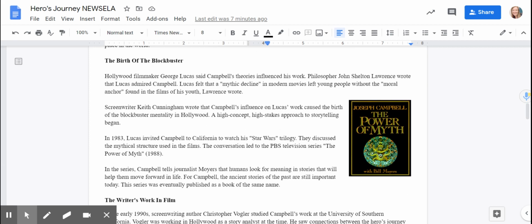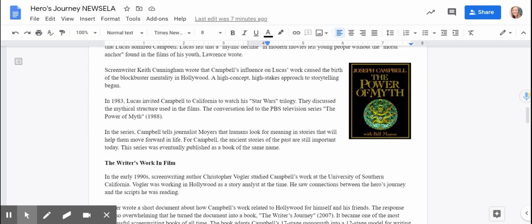The birth of the blockbuster. Hollywood filmmaker George Lucas said Campbell's theories influenced his work. Philosopher John Shelton Lawrence wrote that Lucas admired Campbell. Lucas felt that a mythic decline in modern movies left young people without the moral anchor found in the films of his youth, Lawrence wrote. Screenwriter Keith Cunningham wrote that Campbell's influence on Lucas's work caused the birth of the blockbuster mentality in Hollywood. A high concept, high stakes approach to storytelling began.